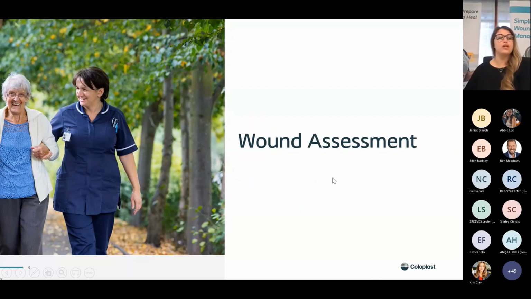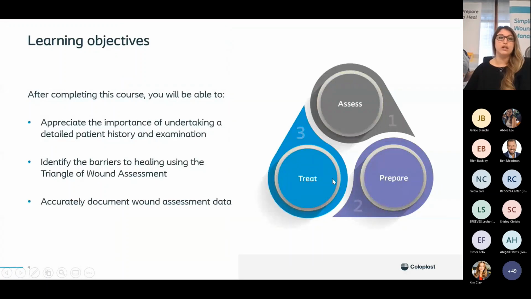So wound assessment, why do we need to do wound assessment? The learning objectives for today are we're going to look at the importance of undertaking a detailed patient history and examination, why we need to do that. It will help us to identify any barriers to healing using the triangle of wound assessment. And then we will discuss accurately documenting wound assessment data and why it's really important that we do document what we have done.